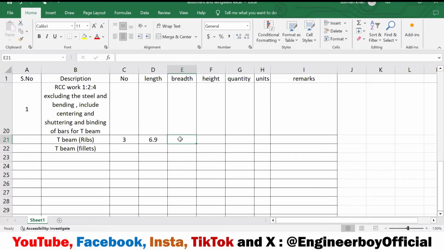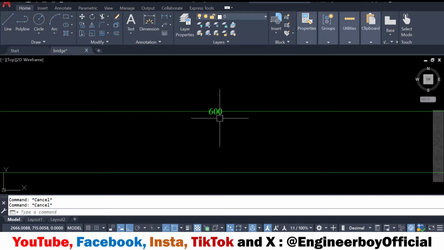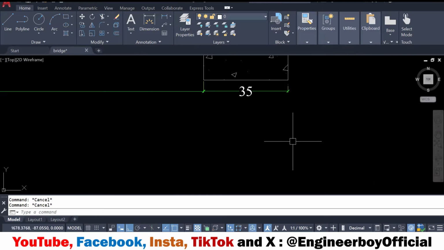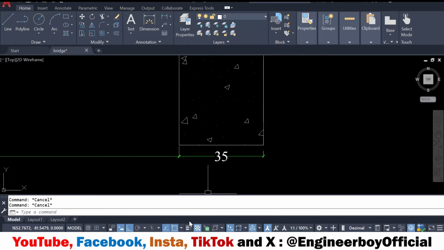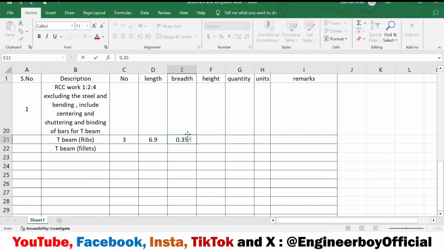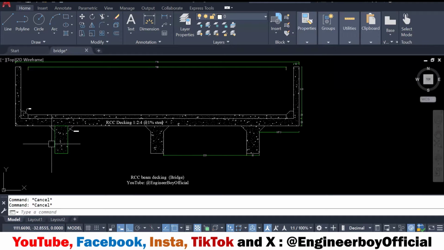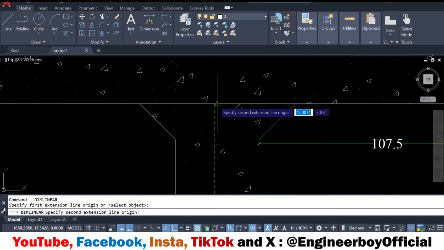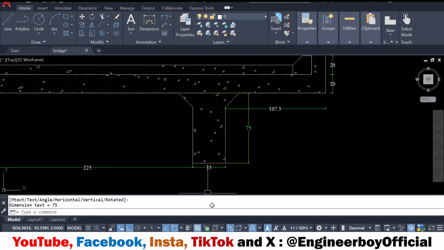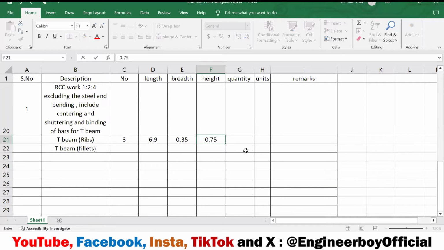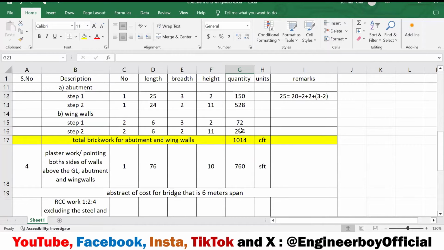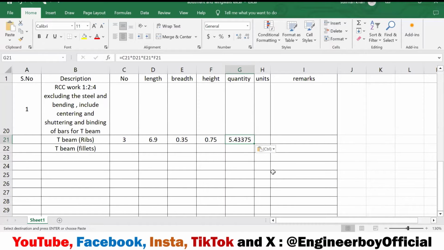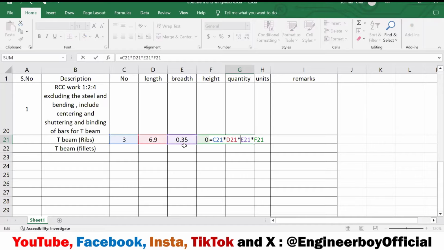Now, what should be the width? Of course, we can confirm that from the drawings. You can see it over here. It is 35 centimeters, so 0.35 meters. Now the height of the rib, let's see what the height of the rib is. It is from this point till that point. So 75 can be taken over here, so 0.75. I'm converting all the values into meters, so we can do it very quickly. I'm going to copy the formula and paste it over here, and you can confirm it by double click, and that's okay. Now this is going to be in CFT.